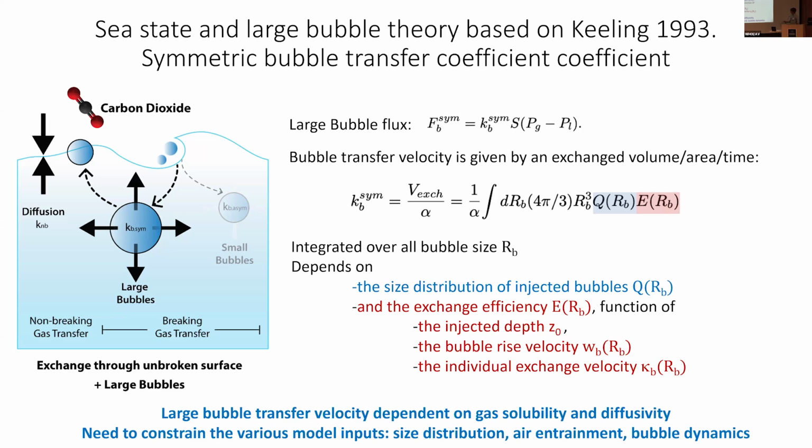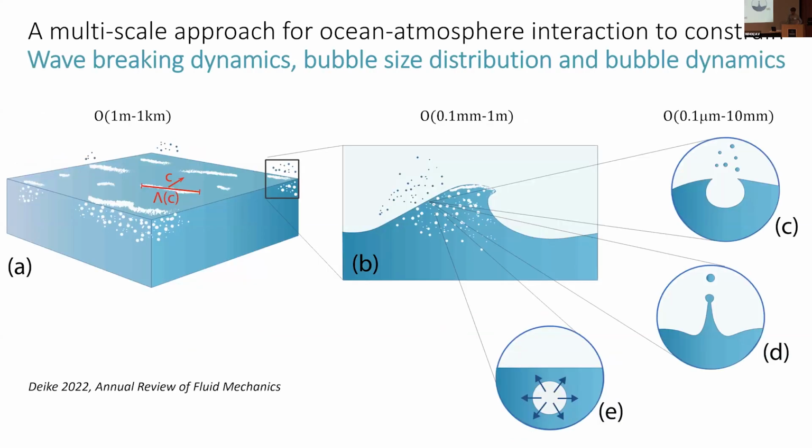And what's important is that if you use these equations and put in reasonable estimates and compute for various gases, you're going to get a relationship with diffusivity and solubility. So this theoretical framework is going to naturally give you a dependency on solubility or diffusivity. So the way we have been approaching this to constrain this model is to split the scales of the ocean in 3 steps.